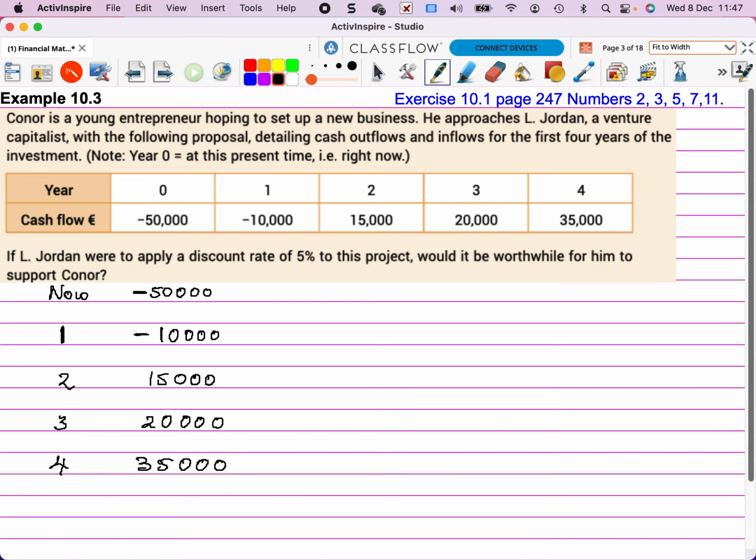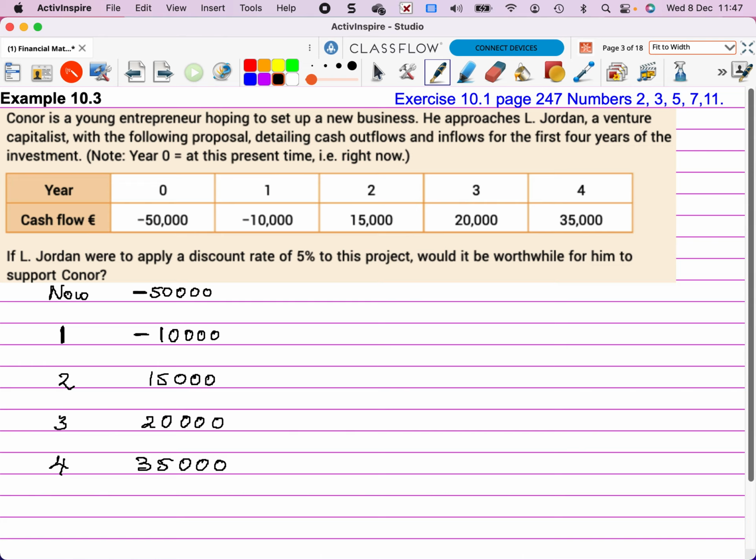So what the entrepreneur is doing is convincing L. Jordan, the venture capitalist, to invest. In order for the venture capitalist to know whether it's worthwhile, he has to work out the present values of each of these sums of money.